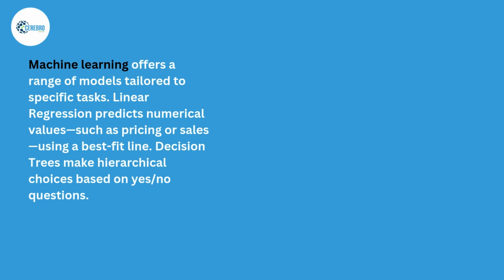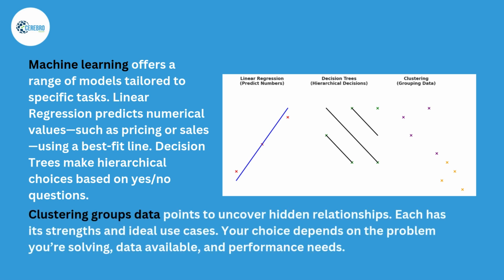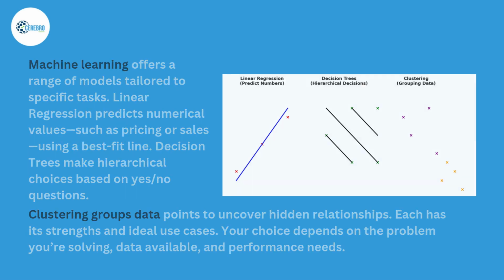Machine learning offers a range of models tailored to specific tasks. Linear regression predicts numerical values, such as pricing or sales, using a best fit line. Decision trees make hierarchical choices based on yes/no questions. Clustering groups data points to uncover hidden relationships. Each has its strengths and ideal use cases. Your choice depends on the problem you're solving, data available, and performance needs.